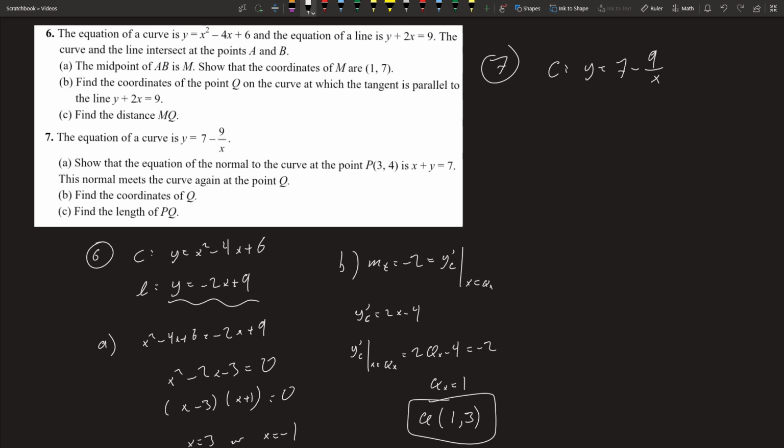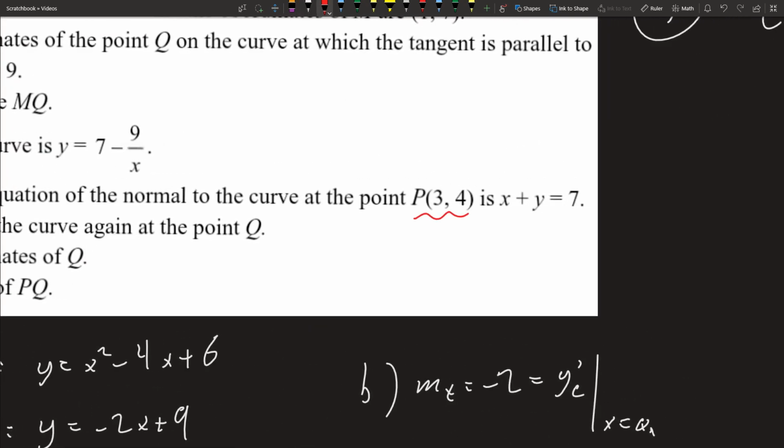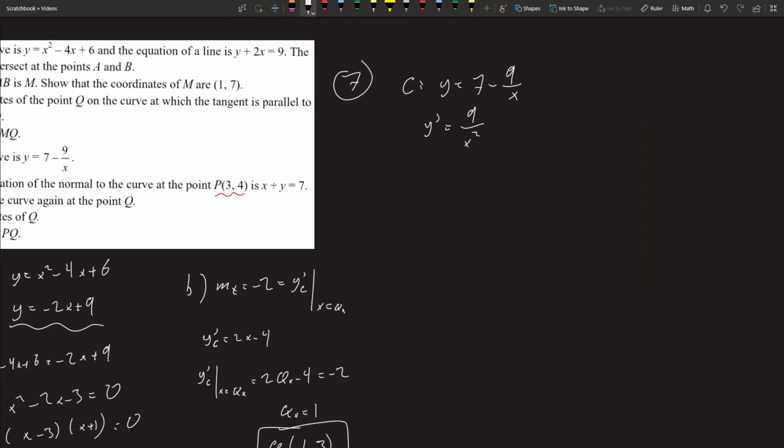So what's the tangent? We need to find y prime, which is the slope of the tangent, which is equal to 9 over x squared. Now we need to evaluate it at the point P, right? So x is 3. Evaluating y prime at x equal to 3 gives us 1. So that's the slope of the tangent, right? That means that the slope of the normal is equal to -1.